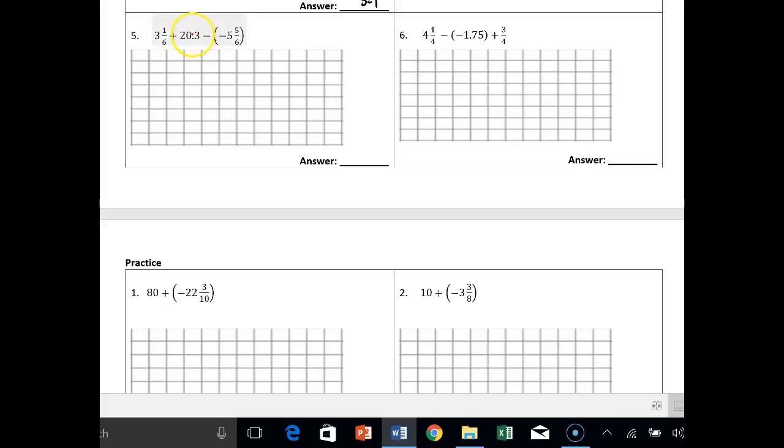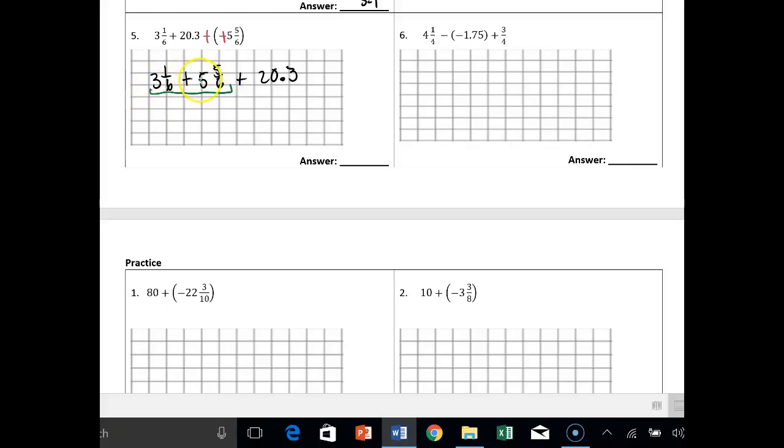3 and 1/6 plus 20.3 plus positive 5 and 5/6. So I think maybe right off the bat, let's use the commutative property. Let's put the sixths next to each other. So 5 and 5/6 plus 20.3. And some of you might try to jump the gun and say, well, this is 20 and 3/10. But let's hold off on that for a second.